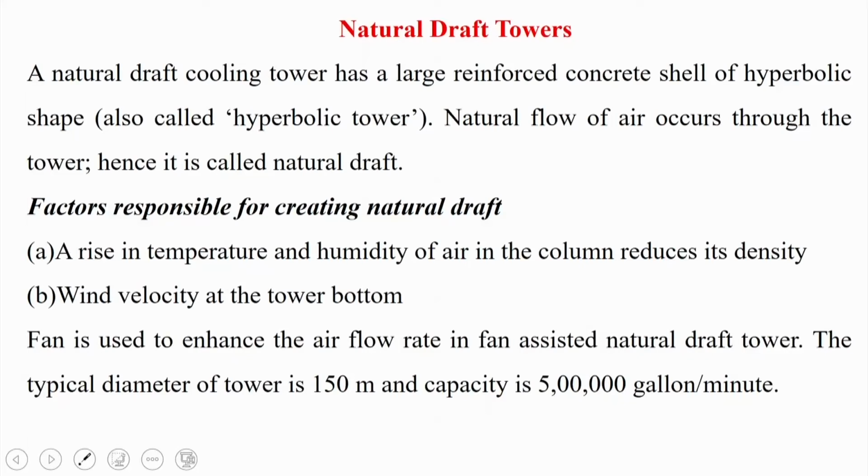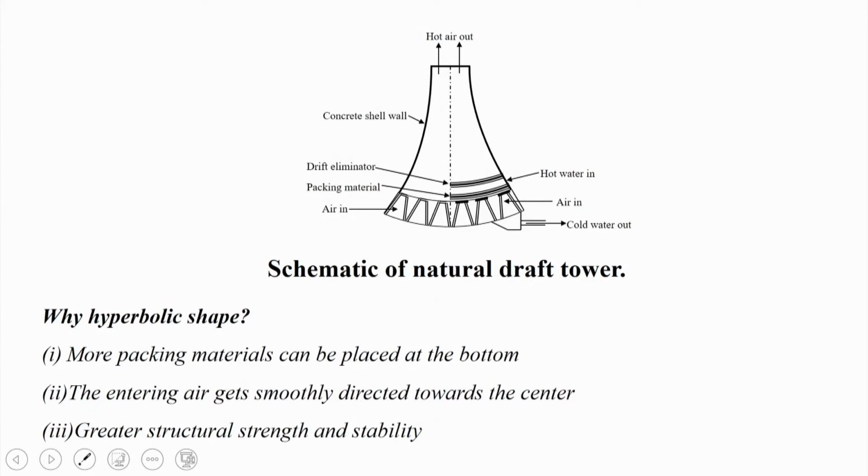The typical diameter of the tower is 150 meters, and the capacity is 5 lakh gallons per minute. This is the schematic of the natural draft cooling tower. You see the air comes in through the bottom of the cooling tower, hot water comes in from this side, and hot moist air goes out.